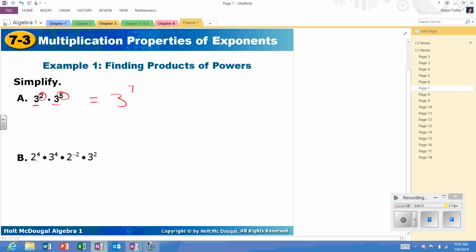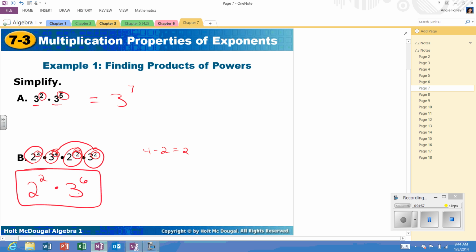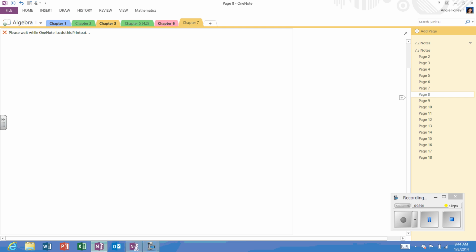In this one, the ones that have the same bases are right here. So we've got 2 to the 4th and 2 to the negative 2nd. Well, 4 minus 2 equals 2. So our base 2 is going to have a 2, times our base 3 now. We're going to add the 4 and the 2. We've got a base of 3. 4 plus 2, sorry guys, is 6. So our answer is 2 to the 2nd times 3 to the 6th.